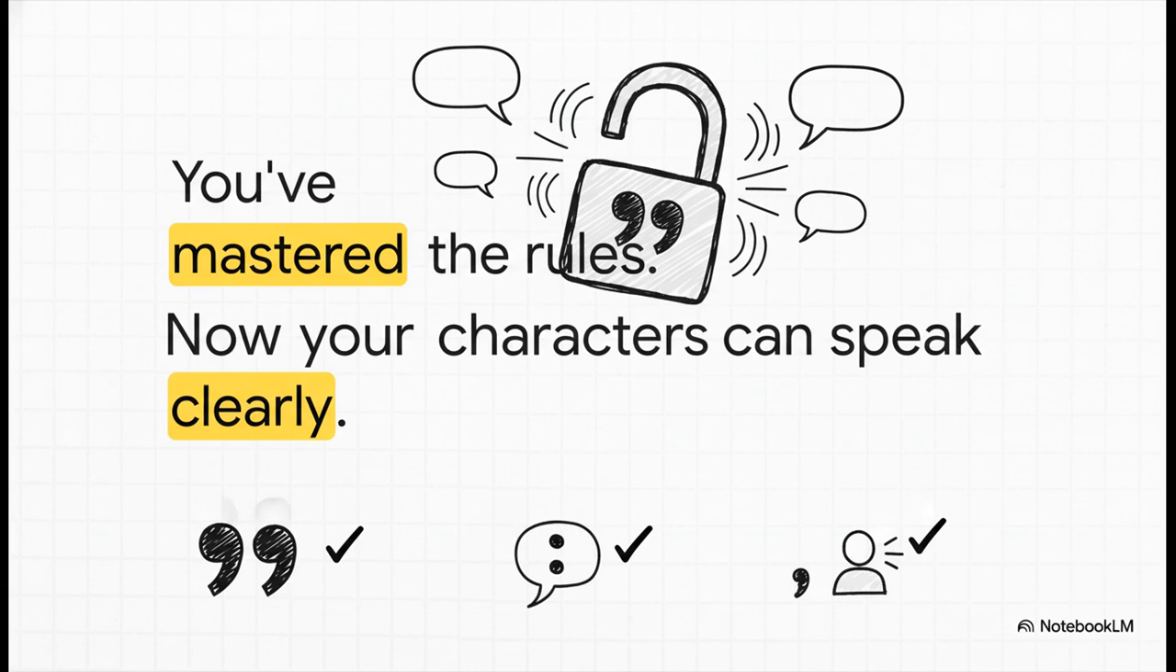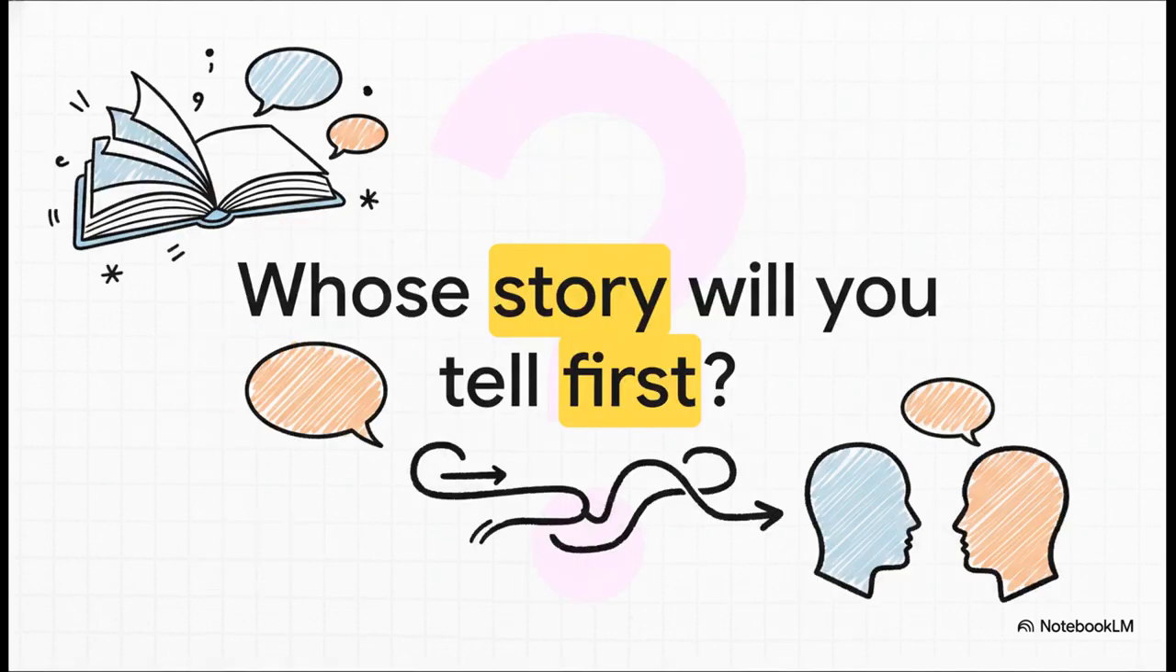By following those 3 golden rules, you've just unlocked the ability to write dialogue that's clear, professional, and super easy for your readers to follow. You've got the power now to let your characters' voices really shine through without any of that confusing clutter. So the only question left is, with this new skill in your writing toolkit, what conversations are you ready to write? Whose story are you going to tell first?